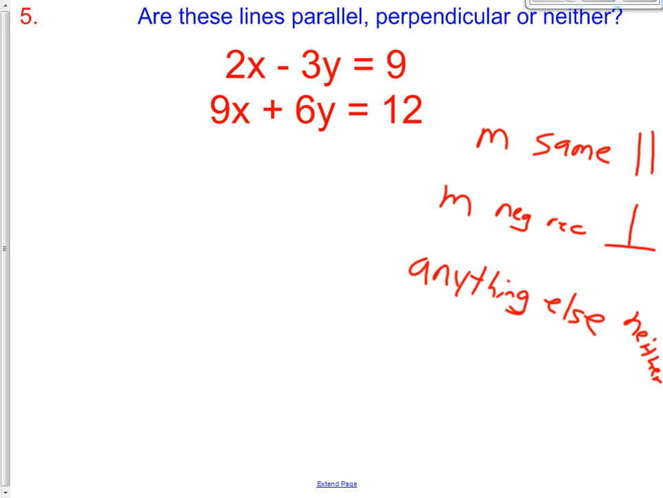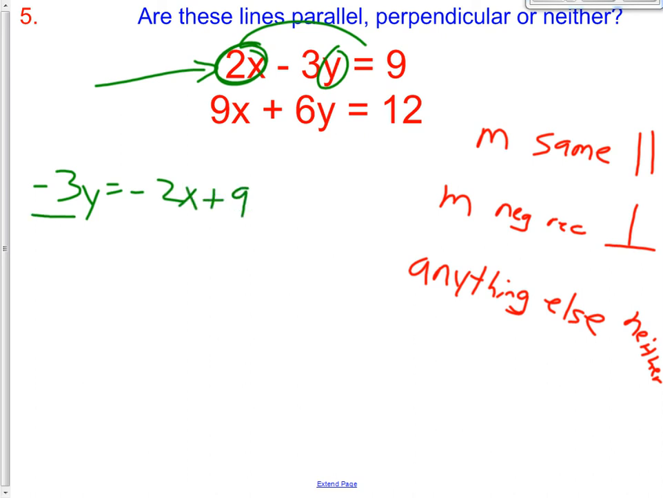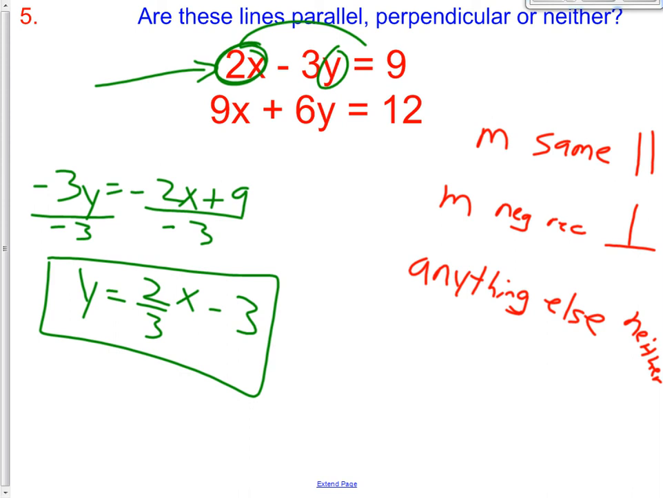All we need to do is find the slope. So my best strategy for finding slope is to put it into y equals mx plus b form. So let's get this y all by itself. 2x, I'm getting rid of you by putting you on the left, so I'm going to subtract you. So now I have a negative 3y on the left. That equals, now this negative 2x is off to the right, so it's a negative 2x plus 9. Now let's get y all by itself, so we're going to divide by the negative 3. So y equals, a negative divided by negative is a positive 2/3 x. 9 divided by negative 3 is a minus 3. Here is the top one.